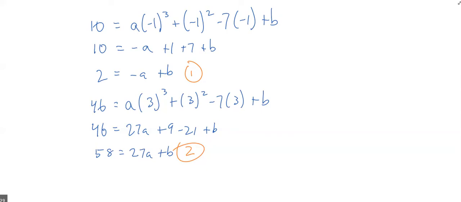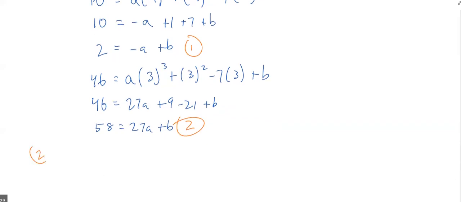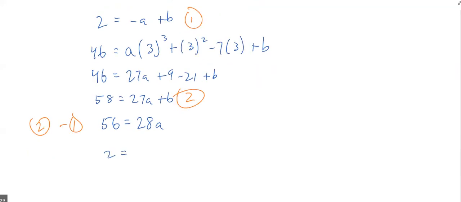Okay, so I am going to do equation 2 minus equation 1. 58 minus 2 is 56. 27 minus -1 is 28A. B minus B is gone. I've eliminated B. Divide both sides by 28, and I get A equals 2. And I'm going to sub 2 into equation 1. So I get 2 equals -2 plus B. Add 2 to both sides, 4 equals B.